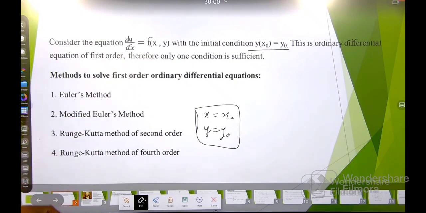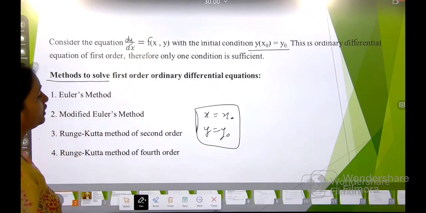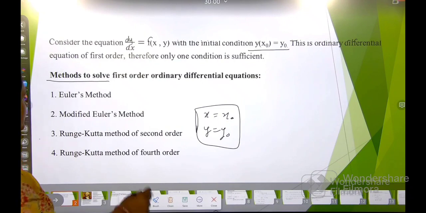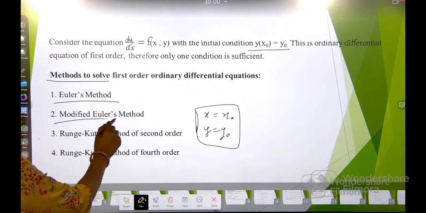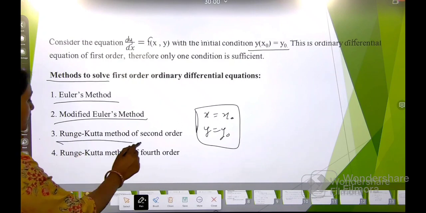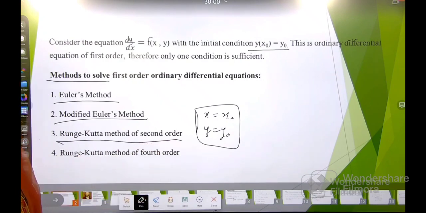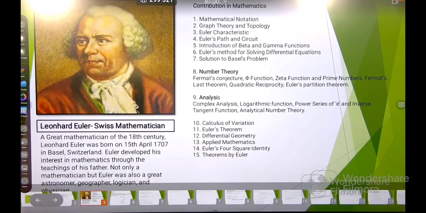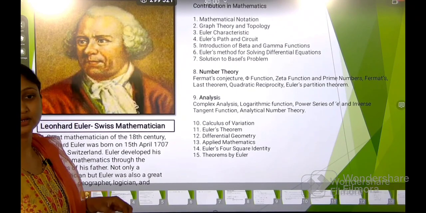Now, there are multiple methods of solving ordinary differential equations. First one is Euler's method, second one is modified Euler's method, third one is Runge-Kutta method of second order and Runge-Kutta method of fourth order. So today we are going to learn Euler's method.